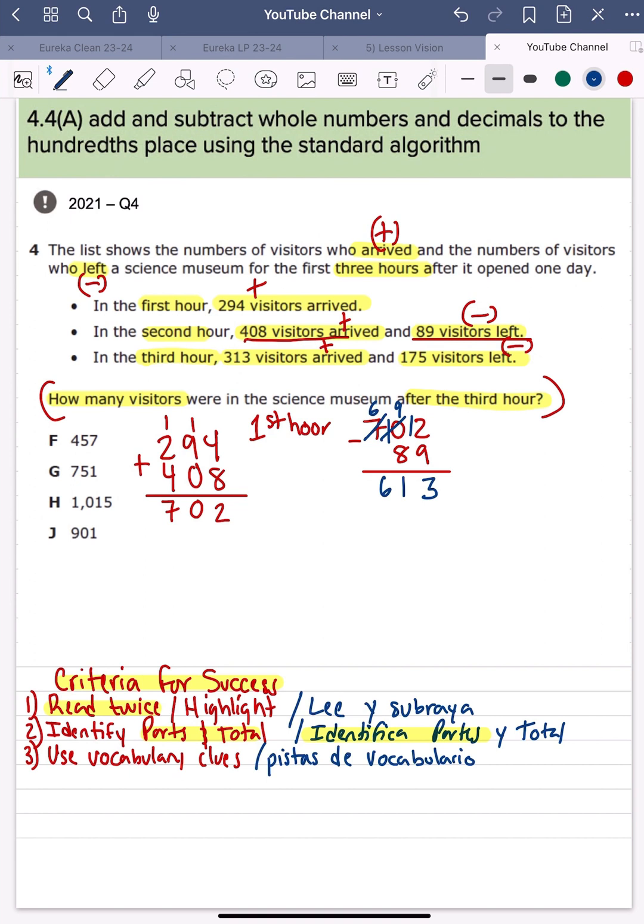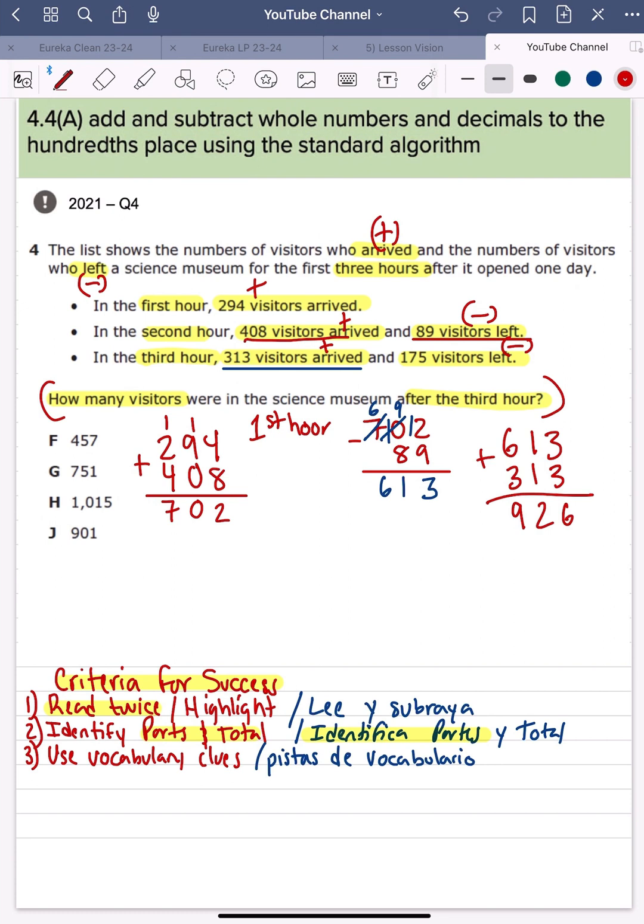Is that my final answer? No, I still have the third hour to go. So in the third hour, what else happened? More people arrived. So what am I going to do? Am I going to add or subtract? I'm going to add. So I have 613 now, and I'm going to add it with 313 people that arrived. So I'm going to go ahead and add that. I got 6. I got 2. And I got 9. 926.